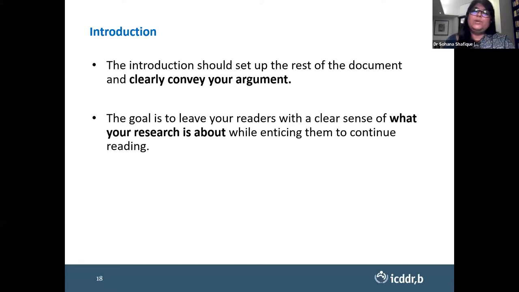It's just like the introduction section we write for any report or any scientific article, but it has to be very clear and concise, and the main message and the main rationale have to be there, describing the problem. The goal is to leave your readers with a clear sense of what your research is about, while enticing them to continue reading. They always need to turn the page. Your policy brief is all about attracting your audience, so that they want to read until the end and reach your recommendation section.